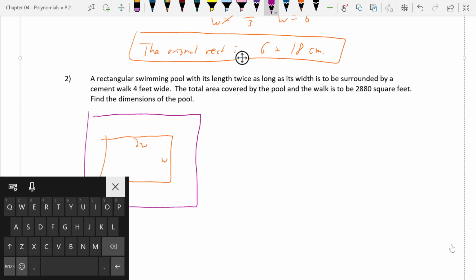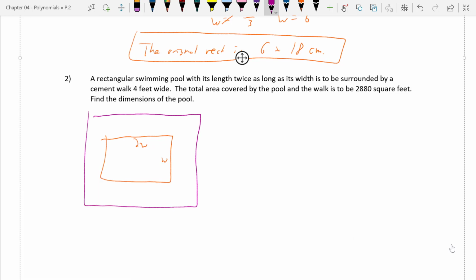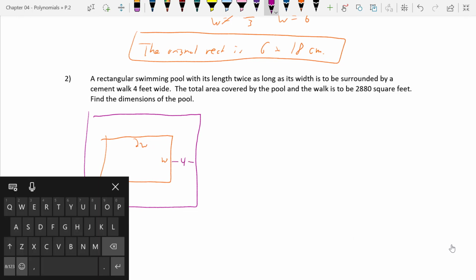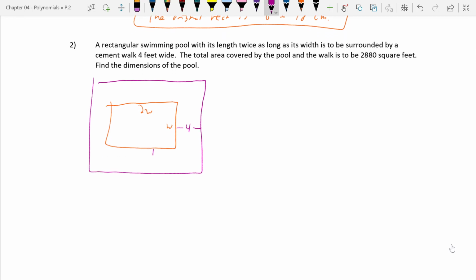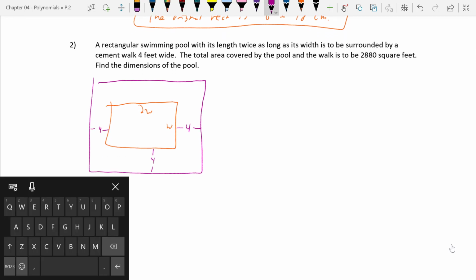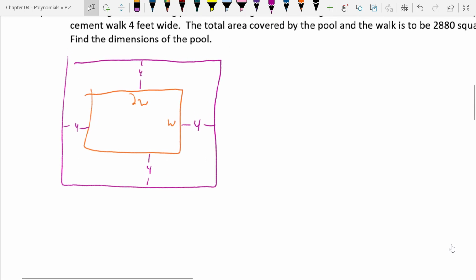Now it says it's 4 feet wide. It's talking about this distance here. That's 4 feet. That's 4 feet. This is 4 feet. And this is 4 feet. So when I look at the outer dimensions now, meaning the entire picture, the swimming pool plus the walk, my width has now increased not by 4, it's increased by 8.